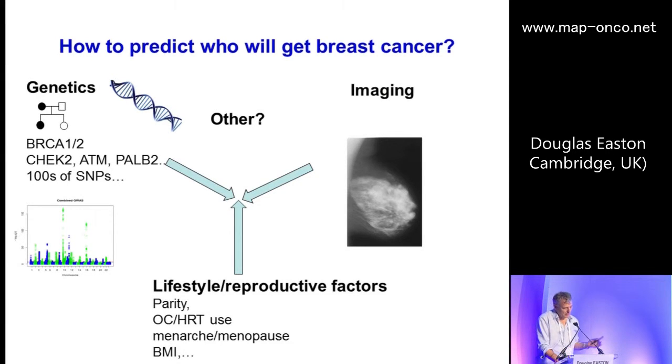I'm primarily going to concentrate on genetic risk prediction, but there are other ways that one can predict cancer risk, and they're all important. For breast cancer, there are three main components: genetics, breast imaging, and known lifestyle and reproductive risk factors. How you combine them together is one of the key questions. There's emerging evidence that other omics might be useful for risk prediction, but that's much more uncertain at the moment.